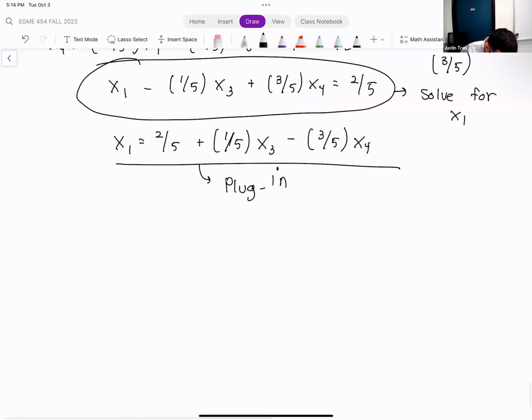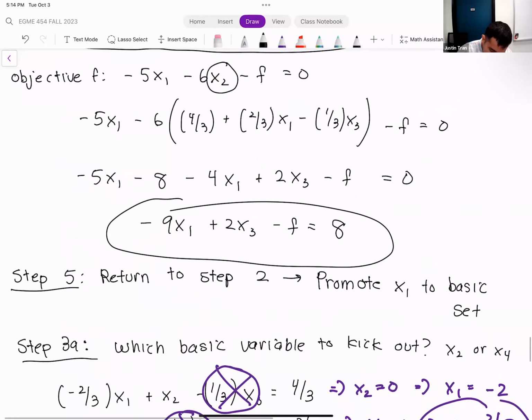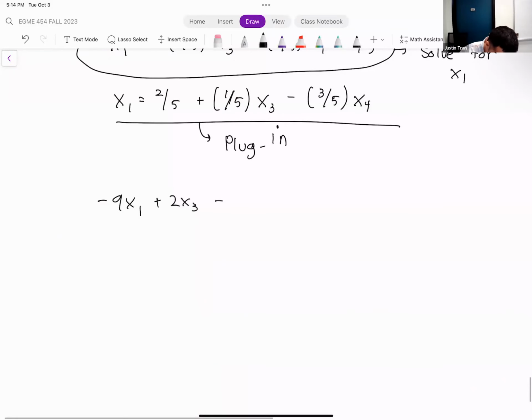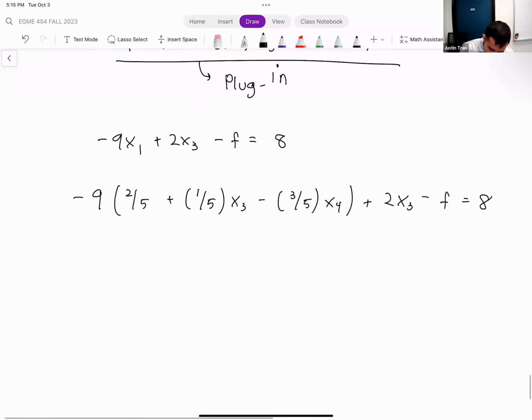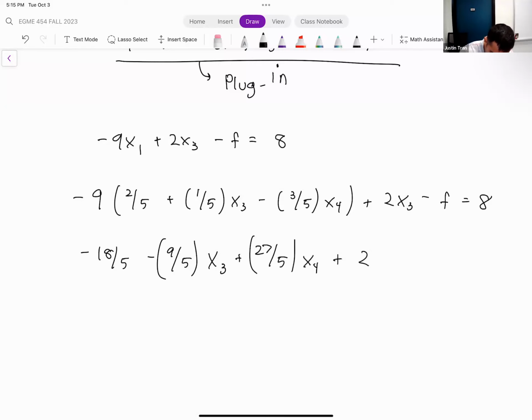So our objective function at this point is -9x1 plus 2x3, minus f is equal to 8. So let me go ahead and plug in this expression for x1. We have -9 times 2/5 plus 1/5 x3 minus 3/5 x4, plus 2x3, minus f equals 8. All right, and so we multiply this through, we get -18/5 minus 9/5 x3 plus 27/5 x4 plus 2x3, minus f equals 8.